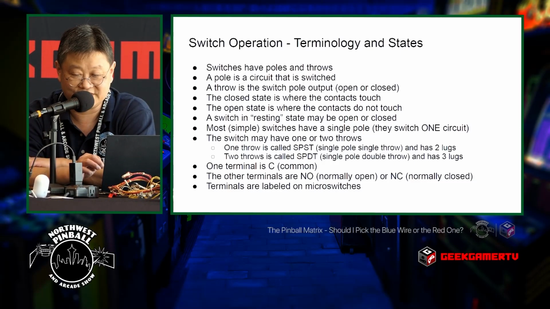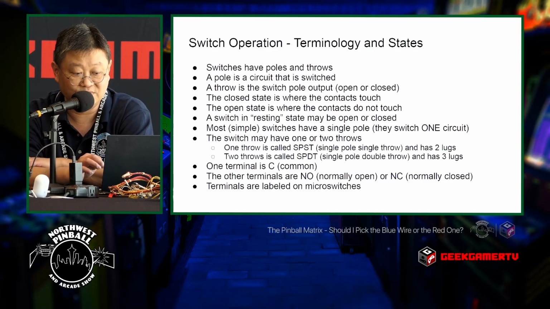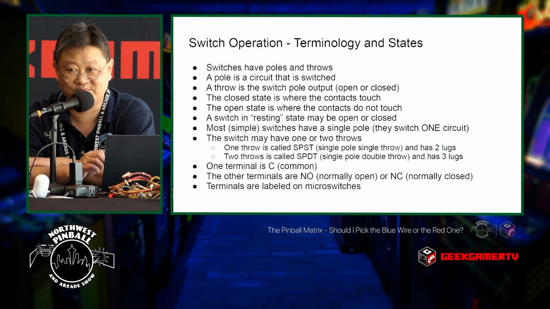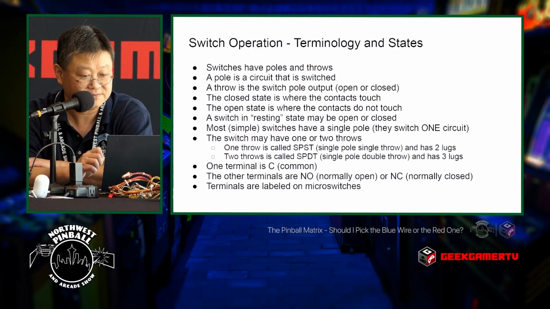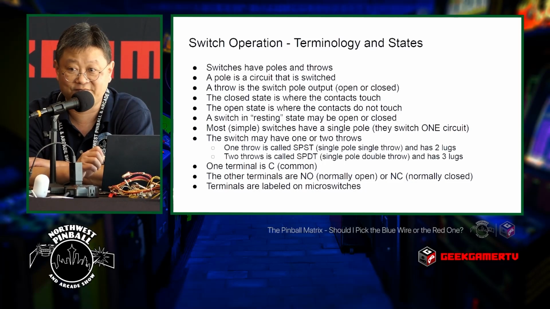The definition here with resting state is really important because of the nomenclature, which you'll see a little bit further, is normally. And normally is defined as the resting state, how the switch is when it's not actuated, acted on by a magnetic field or whatever. It's the resting state. Most switches have one pole. They just control one circuit. They're either opened or closed.